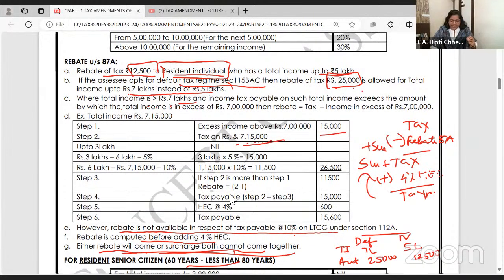Like 7,15,000, then are you eligible for rebate? No, because rebate is up to 7 lakhs, and your income has crossed 7 lakhs.